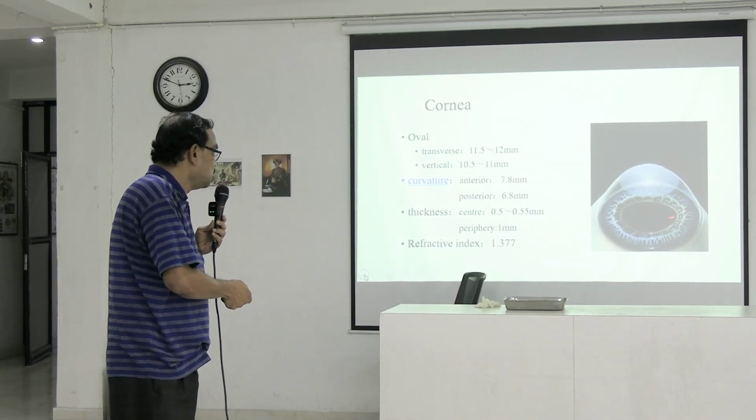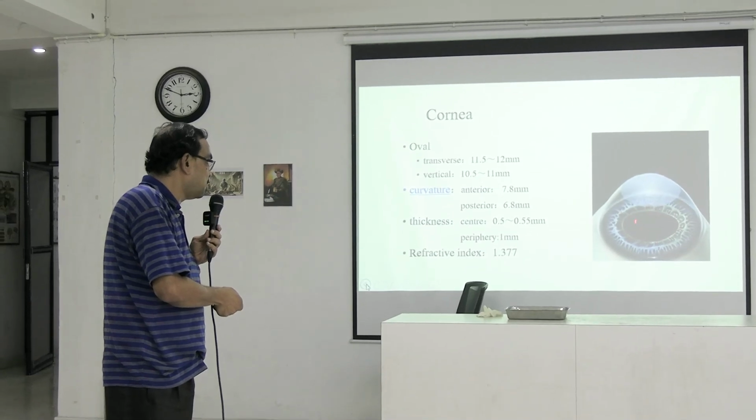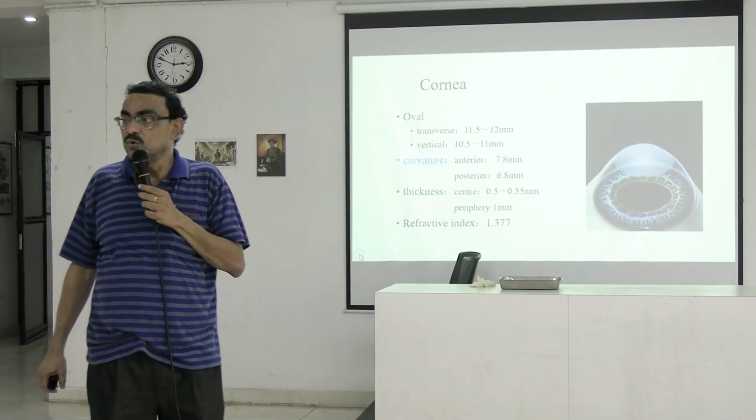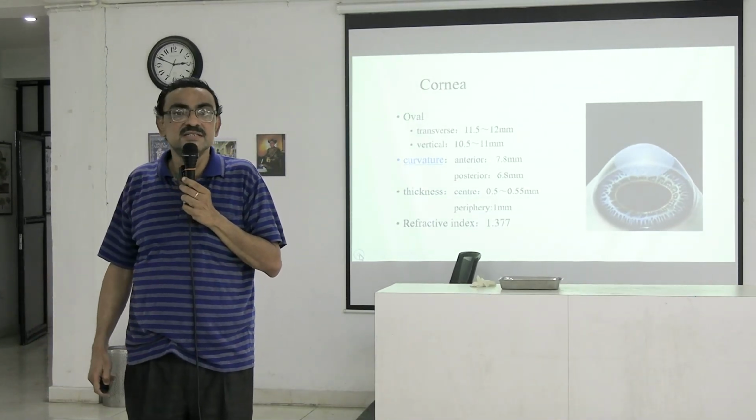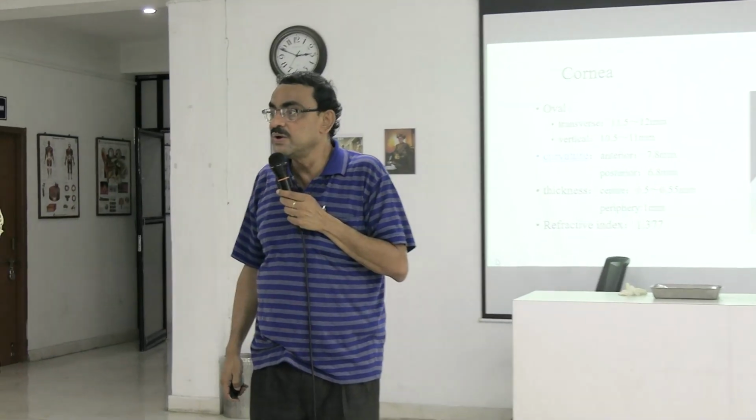So what is the refractive index? Actually, we know the total power of the eyeball is around 60 diopter, among which 20 diopter is contributed by the lens.